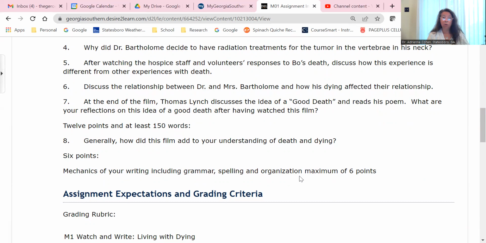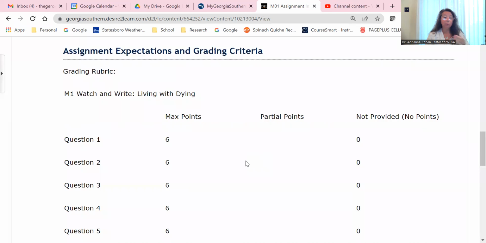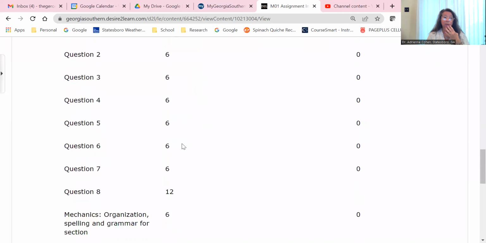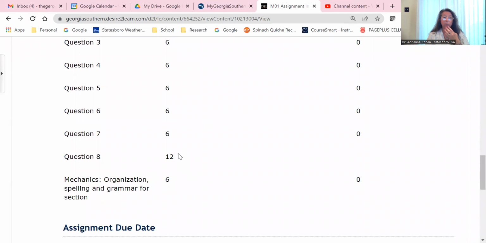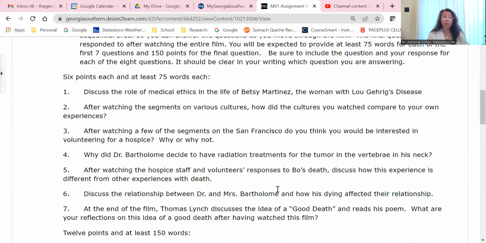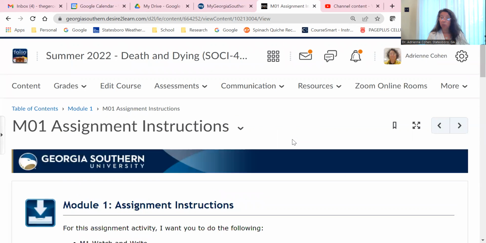And as with all of your assignments, mechanics, accounts, here you see the rubric. Each of the questions worth 6 points, except for the last one, which is worth 12, and then organization, spelling, grammar is worth 6. Follow the course schedule when it comes to the due dates for these things.